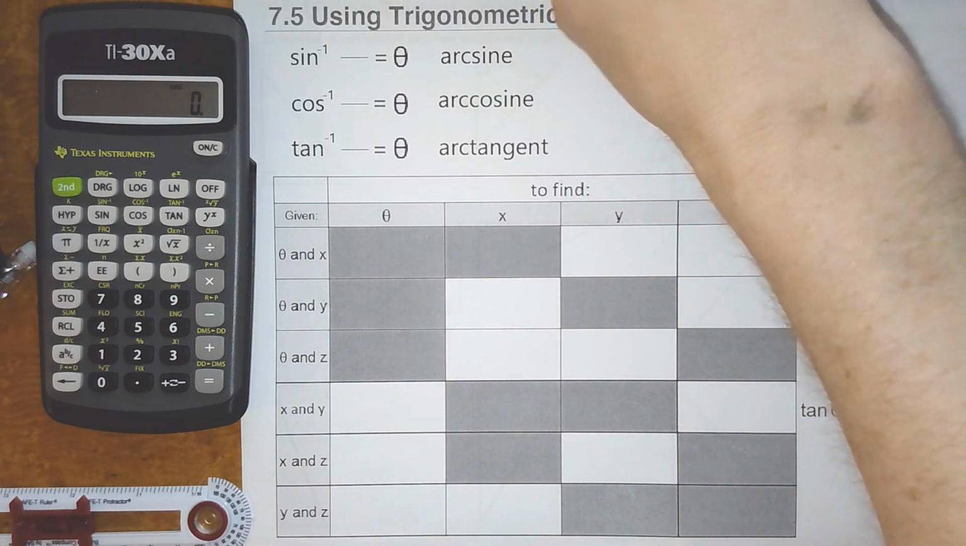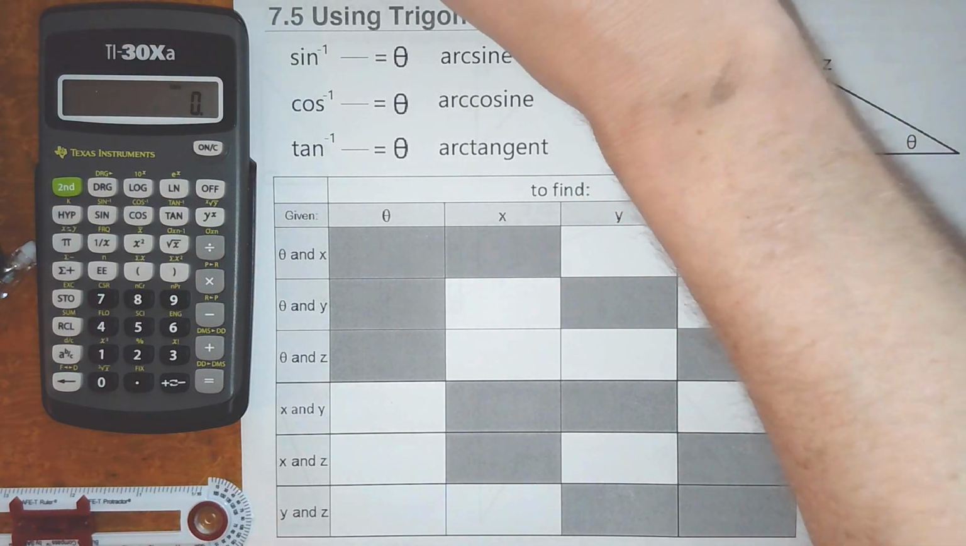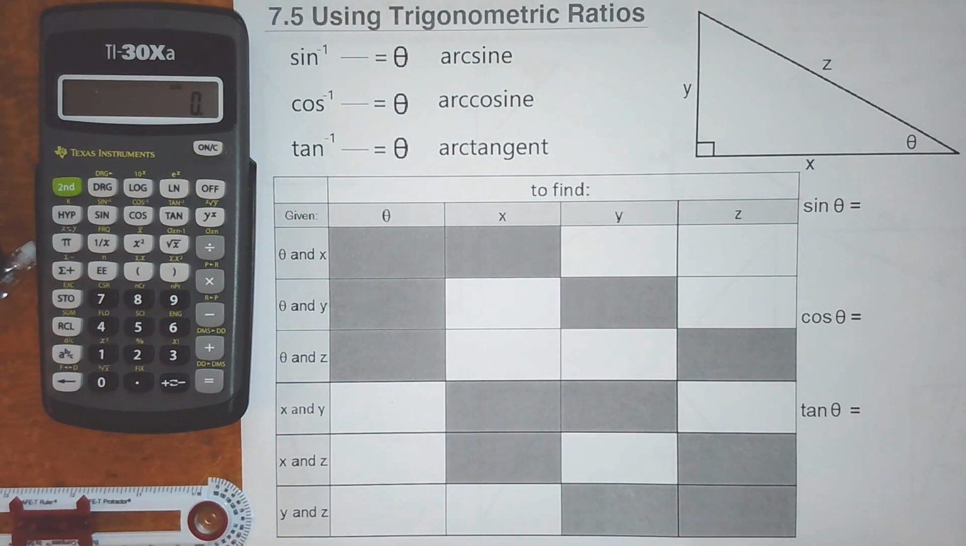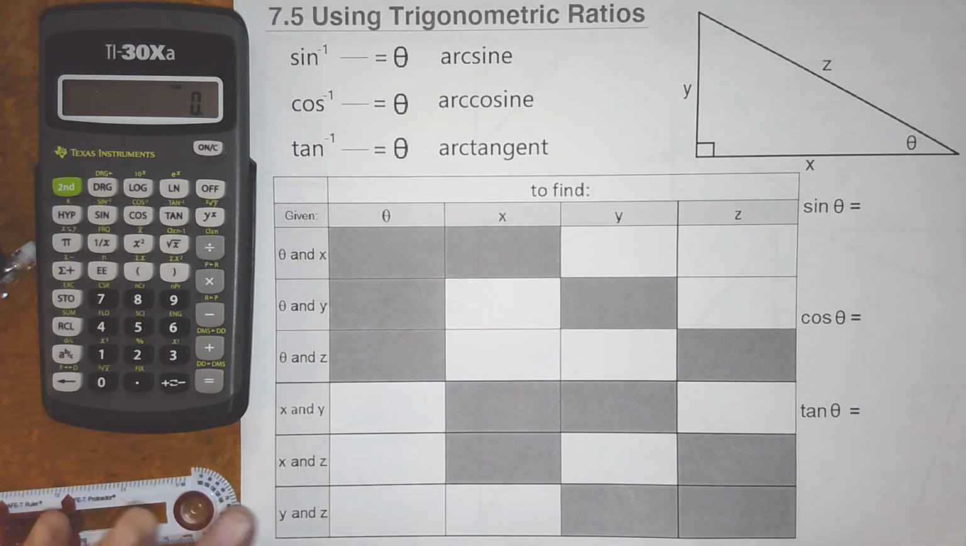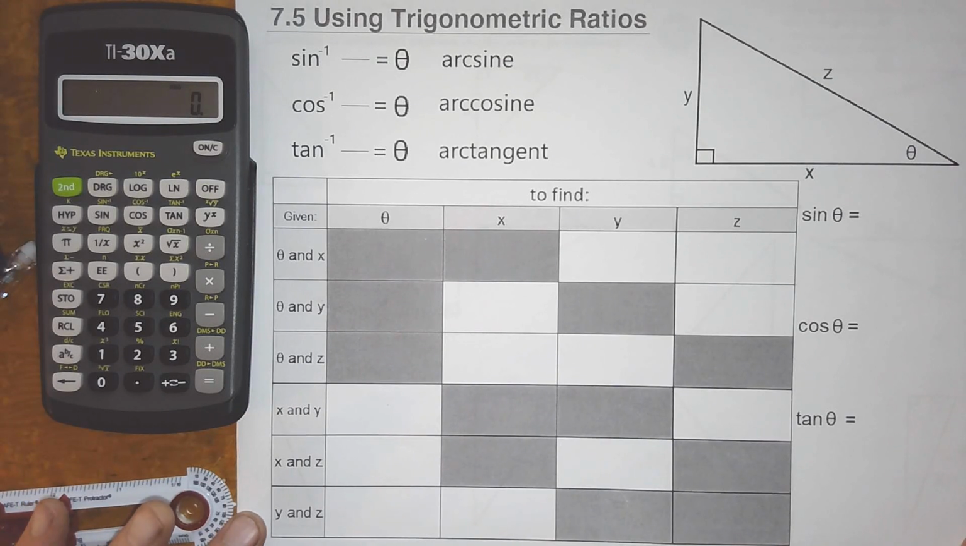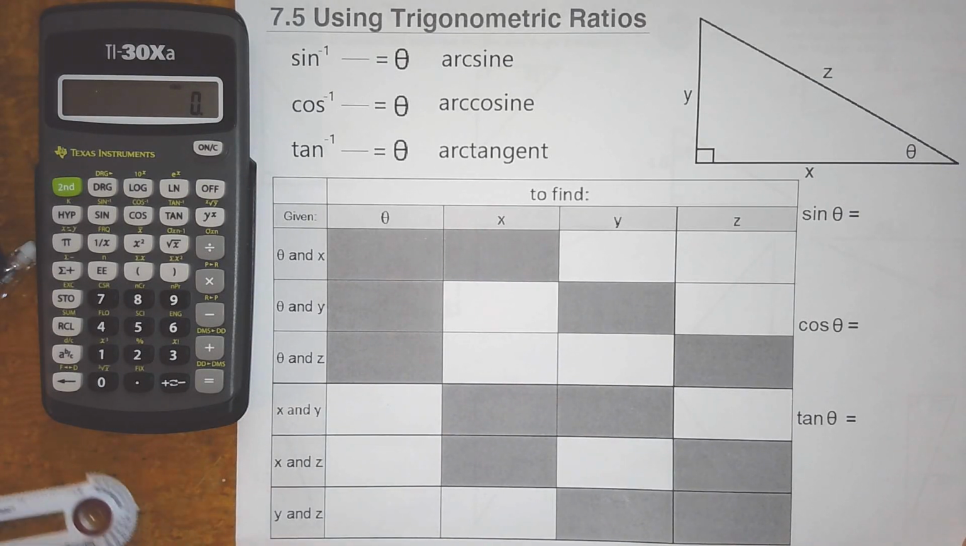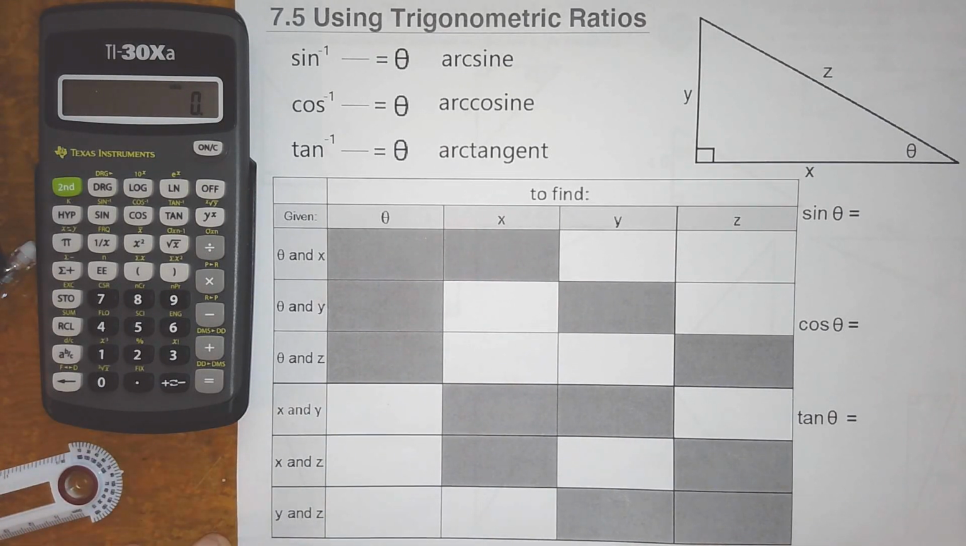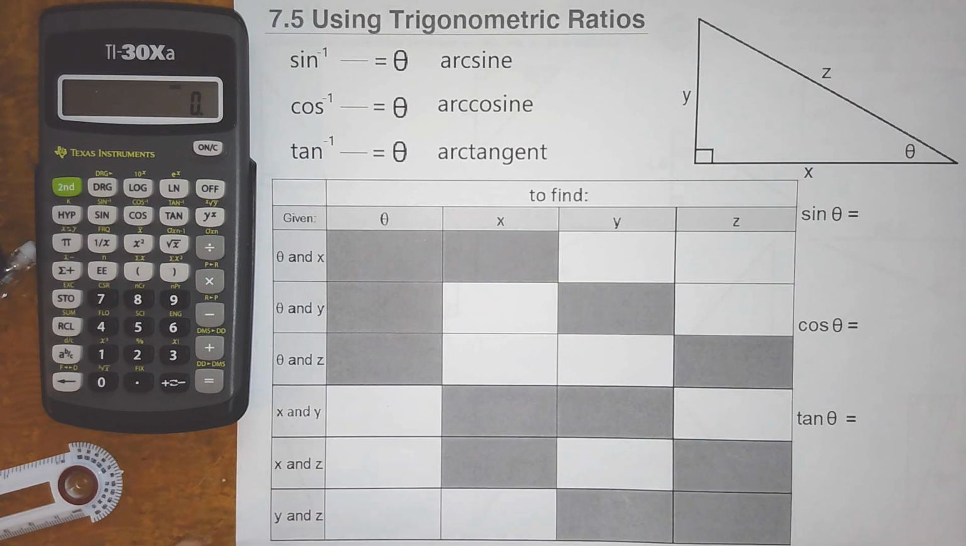Okay, so we're getting into Unit 7, Section 5, and this is actually using trig ratios so that we can find stuff. We've been doing this a lot already, but we're going to focus a little bit more on actually using these ratios to our benefit to find unknowns. This is a little bit more focus on that directly.